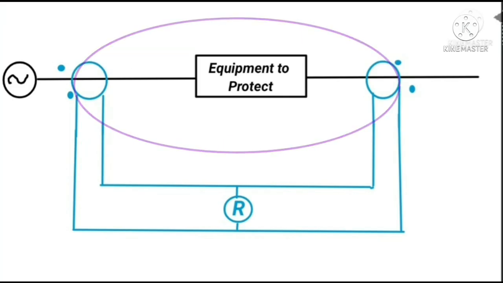So now let's discuss what the zone of protection of a differential relay is. Any circuit in between the two CTs is the zone of protection of the differential protection scheme.